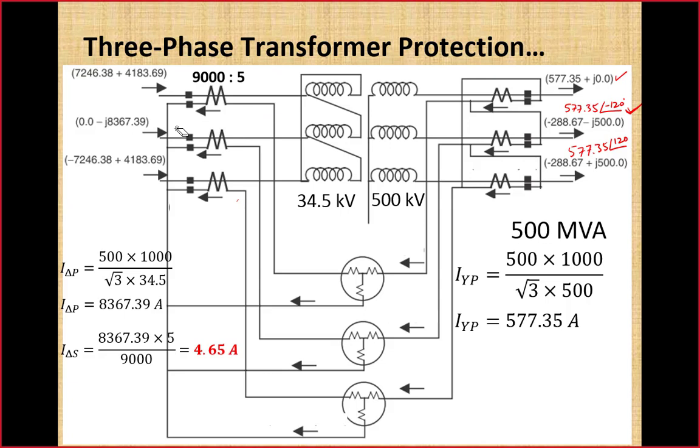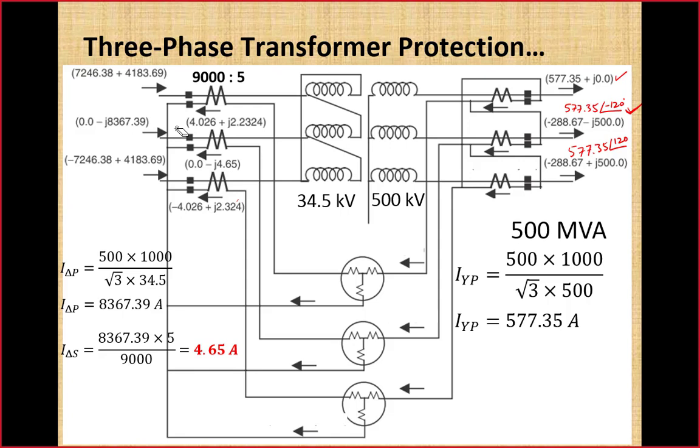Here on the delta side, the secondary current will be 4.65 ampere. If we label this current here in all the three phases, this will be 4.65 ampere. Remember, current on the primary side and the secondary side of these CTs will be in phase. There will be only a magnitude difference. How did we calculate the secondary current? By dividing the primary current by the CT ratio. CT ratio is 9000 over 5.